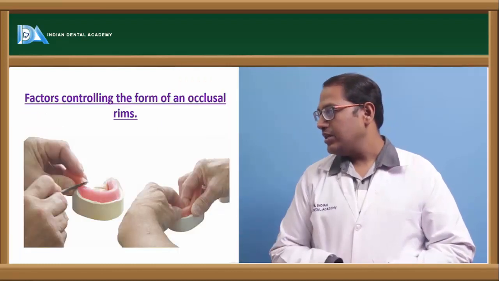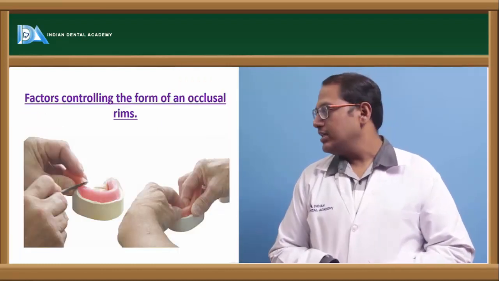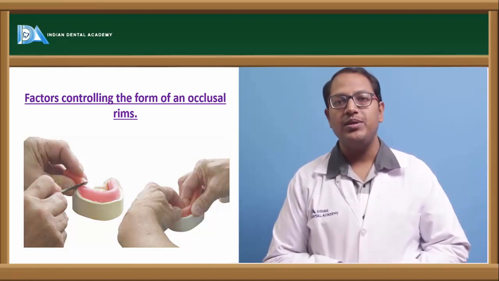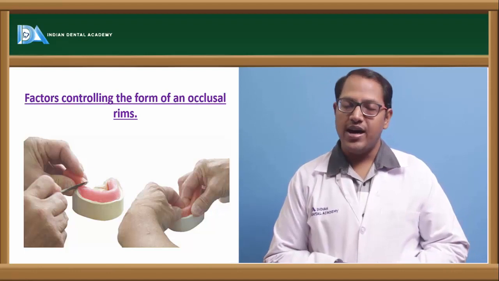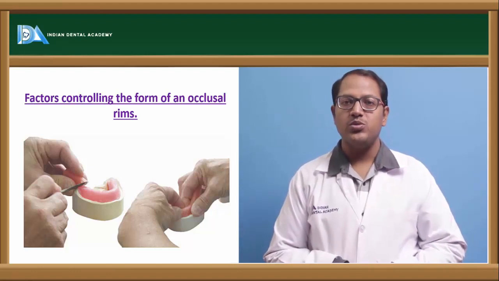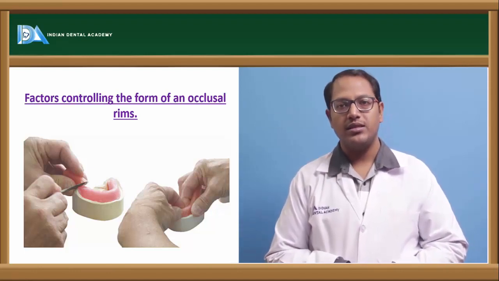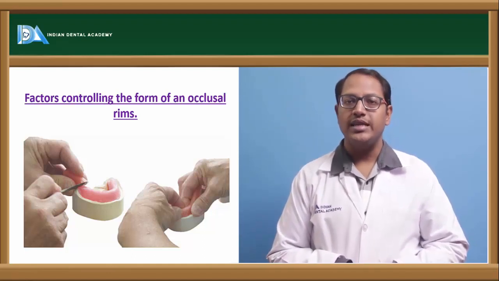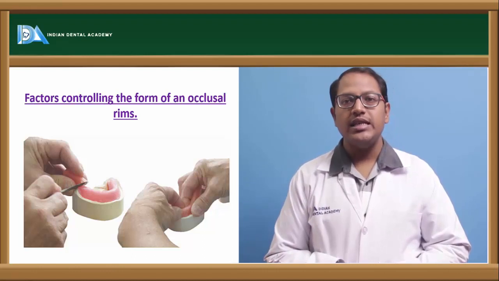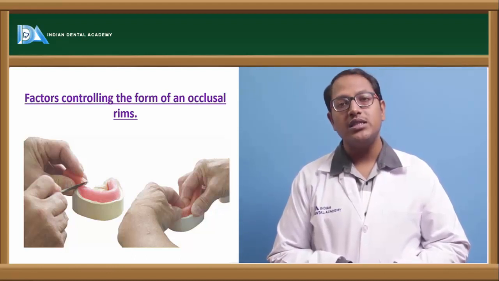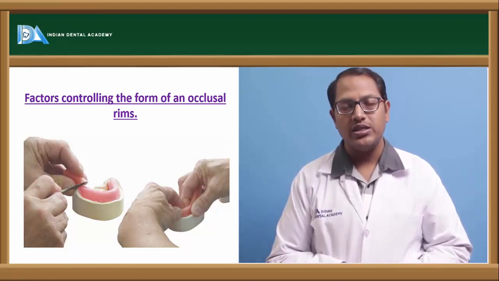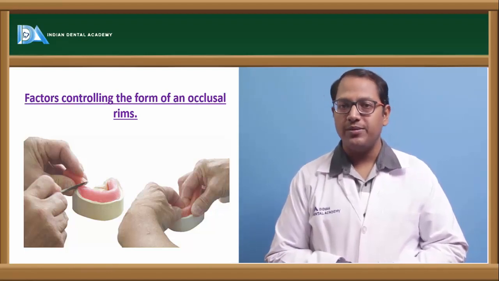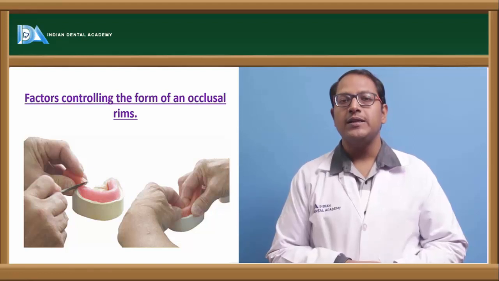So coming up to the factors which are controlling the form of an occlusal rim. Now what will decide how our occlusal rims should be? The number one factor, which we have been told for years together, is that our teeth should be on the ridge. Really, is that so? Yes, it is. The teeth should be in the place where the original teeth were, not exactly onto the ridge. Why is that so? Because of proprioceptive responses by the patient. That is what that does mean.